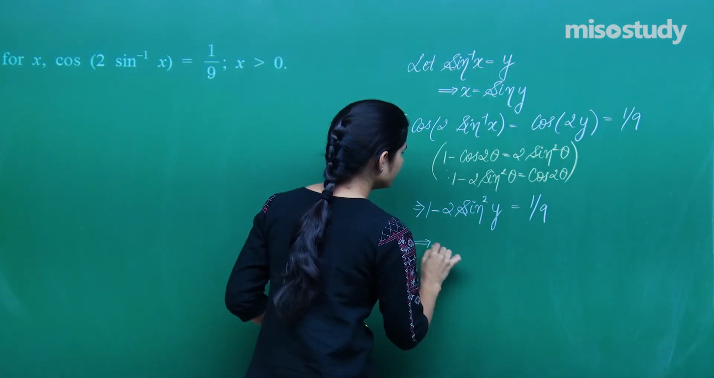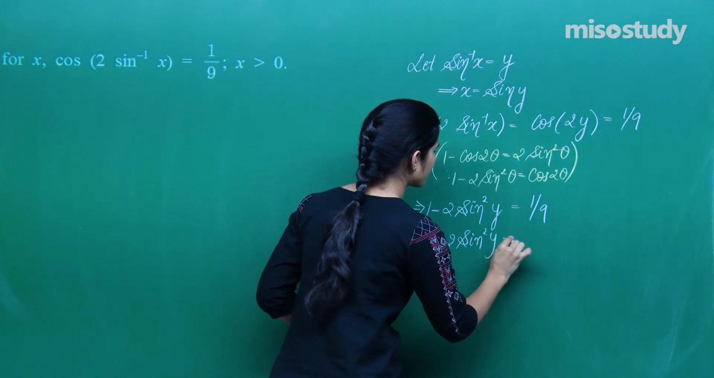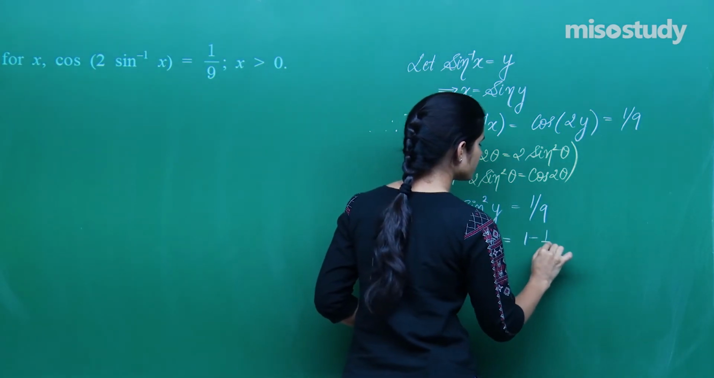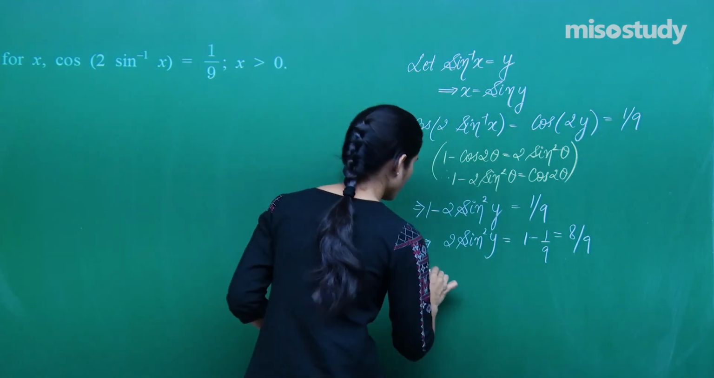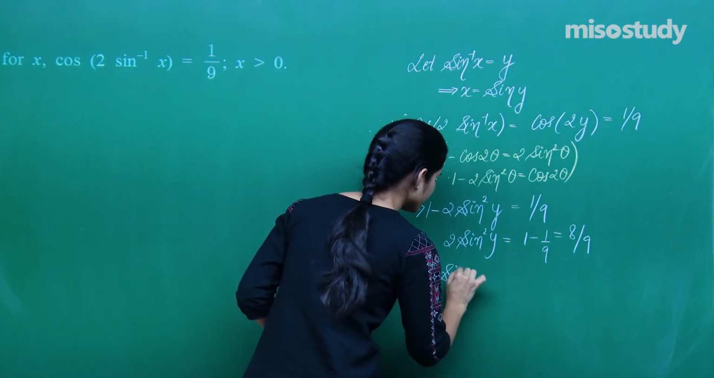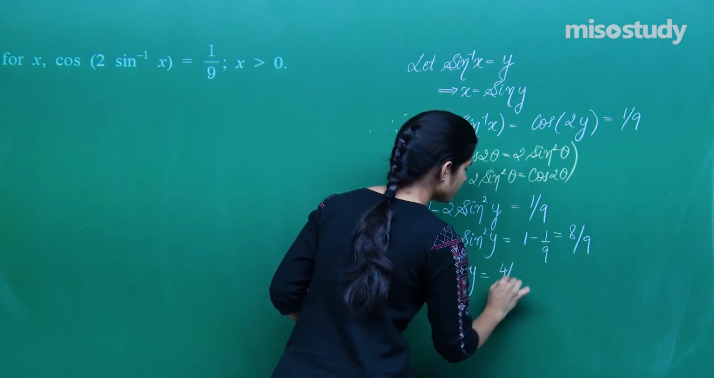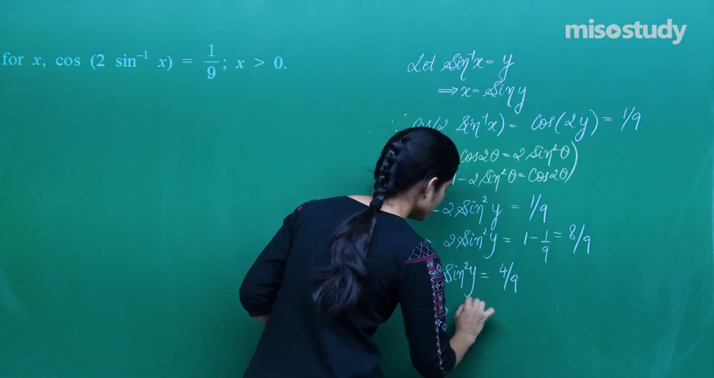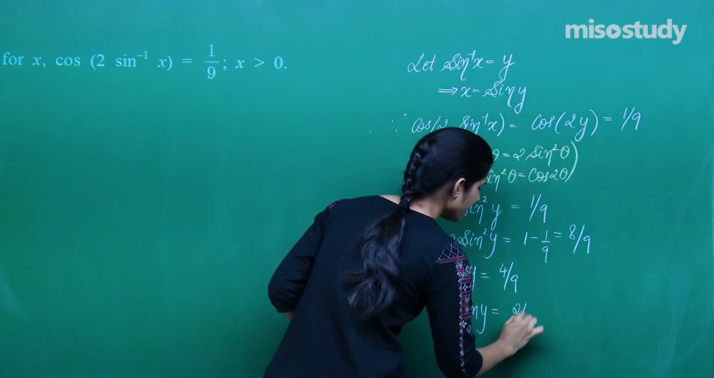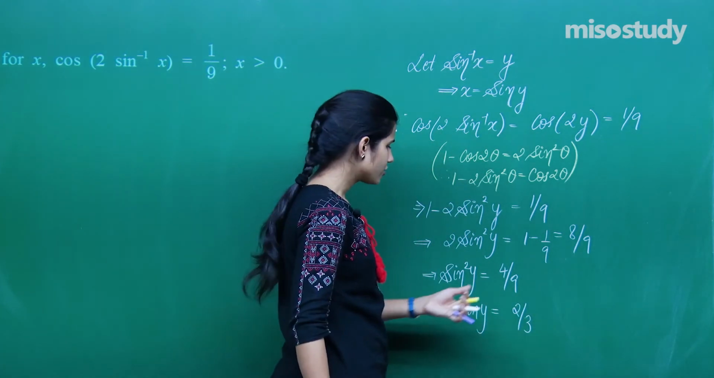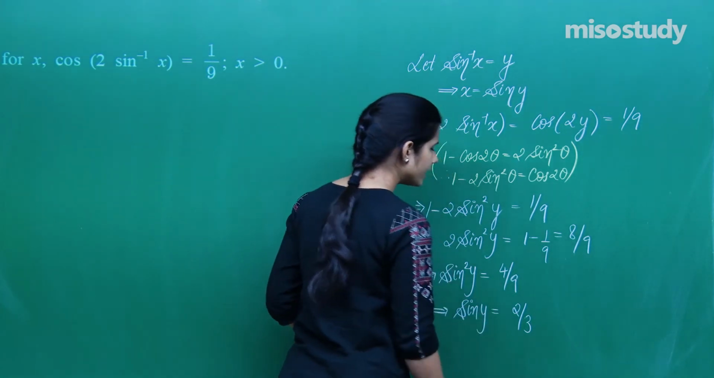So this is equal to 1 by 9, which implies 2 sin square y is equal to 1 minus 1 by 9, that is 8 by 9, which implies sin square y is, with 2 in the denominator, 4 by 9, which implies sin y is equal to plus minus 2 by 3, or actually plus minus square root of 4 by 9, which is plus minus 2 by 3, but I am avoiding the minus sign.